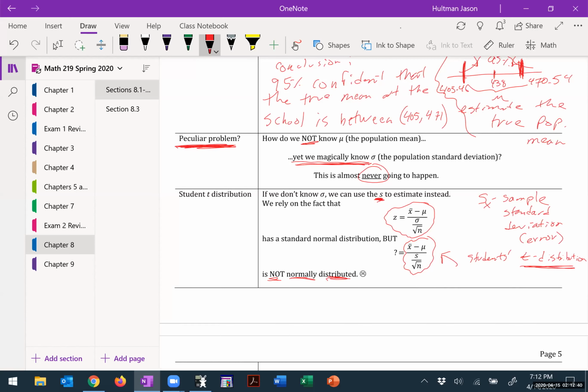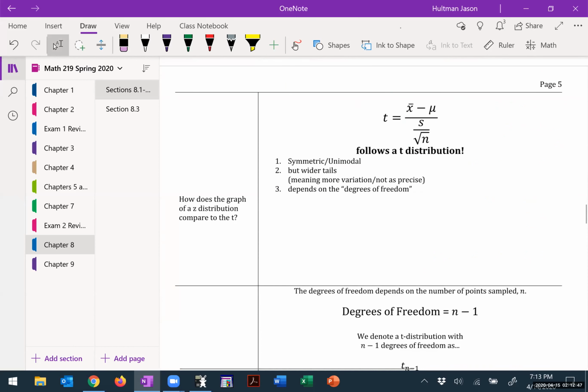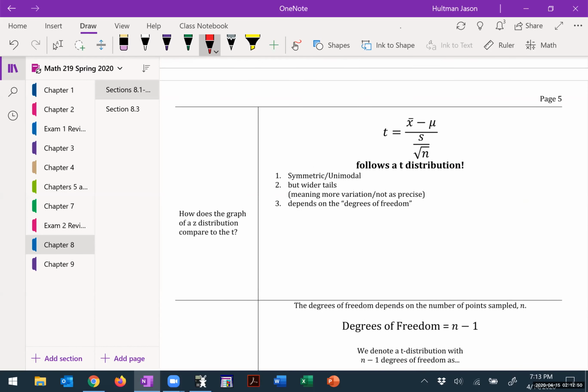So what's the difference between a Z distribution and a T distribution? This guy, X bar minus mu, where sigma is unknown but S is known, follows something called a T distribution. How does a T distribution compare to a Z?